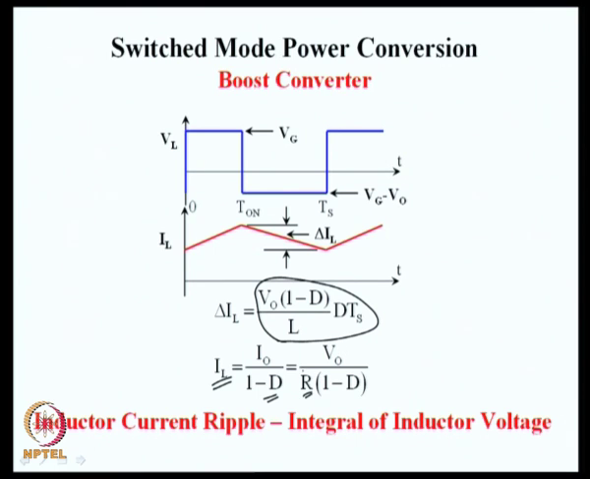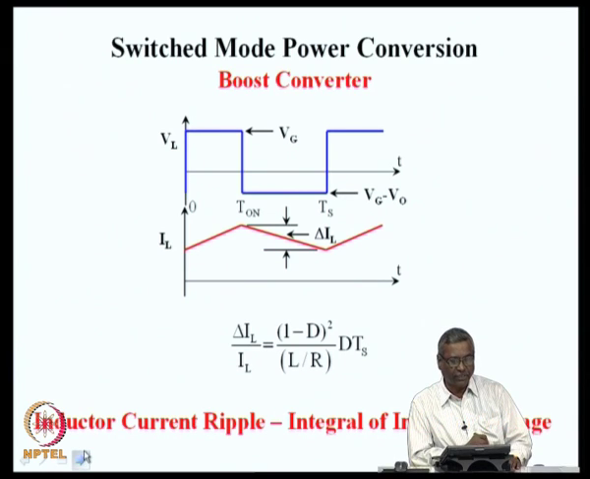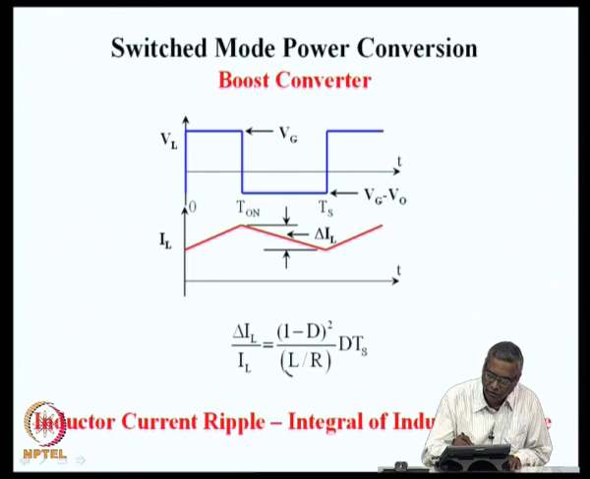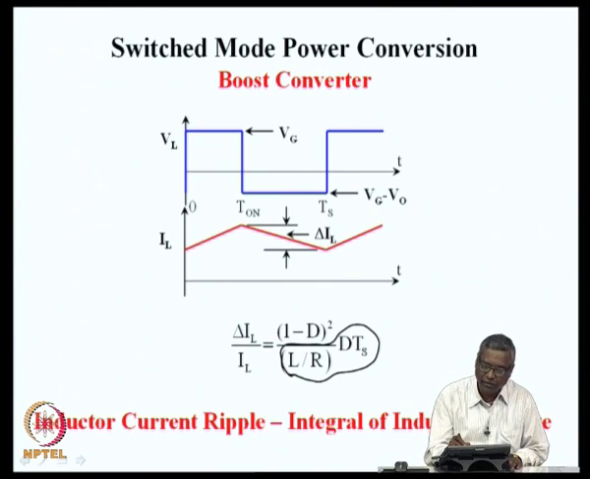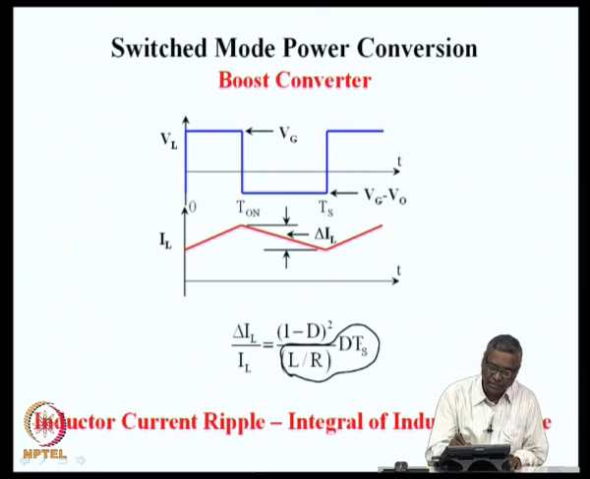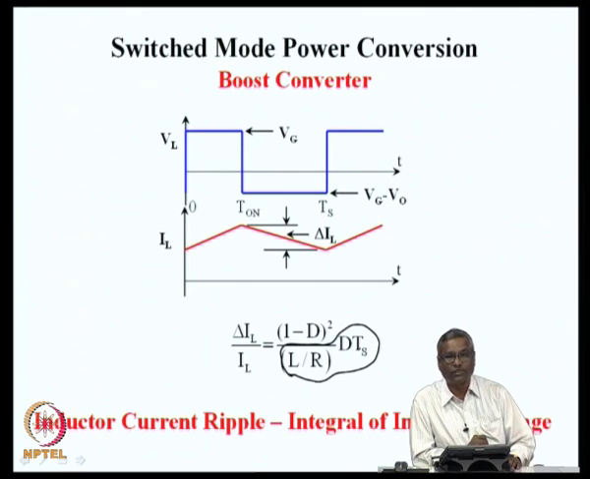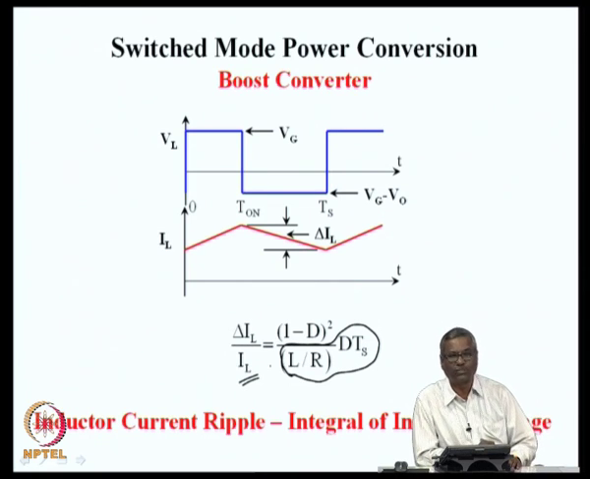So, if you combine all these things together, the current ripple factor, which is the ratio of the ripple current divided by the inductor current, is now (1 minus d) squared multiplied by a ratio, Ts by L by R. Ts is the switching period, and L by R is the time constant of the load and the inductor. Now, if this ratio Ts by L by R is very small, or if we switch at a high enough frequency, it is possible to make this current ripple as small as possible.